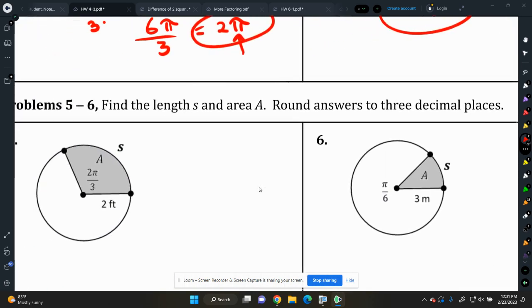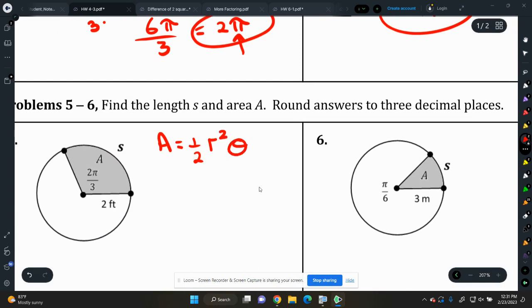Okay, now we're looking at area. Remember, area equals 1/2, what was it? R squared times theta. And again, the theta is in radians. Okay, so it says find the length and the area. So we're using both formulas now. So let's go ahead and find our S. So S equals 2 times theta. This is in radians, so that's 2 pi over 3. So we get 4 pi over 3.